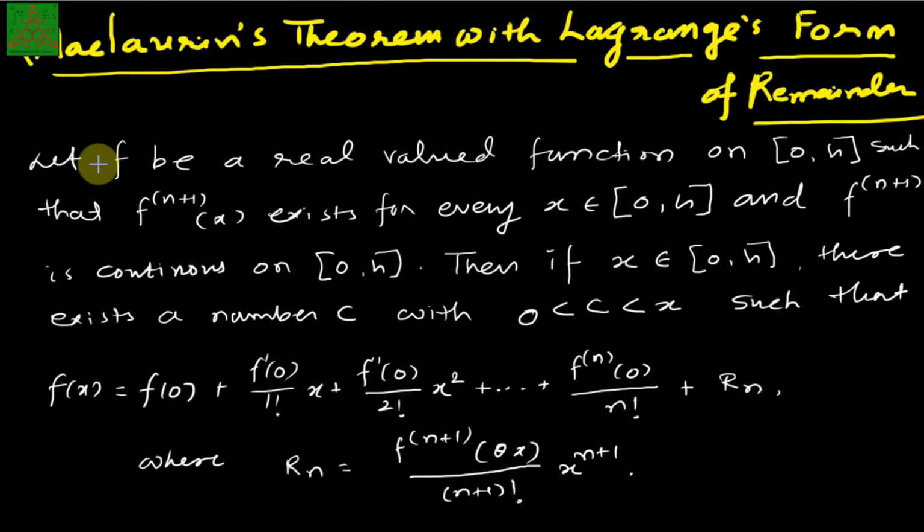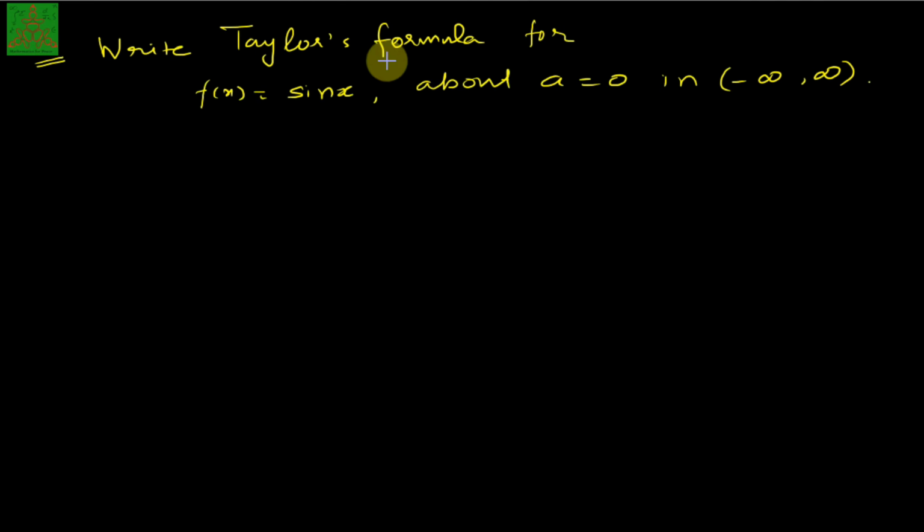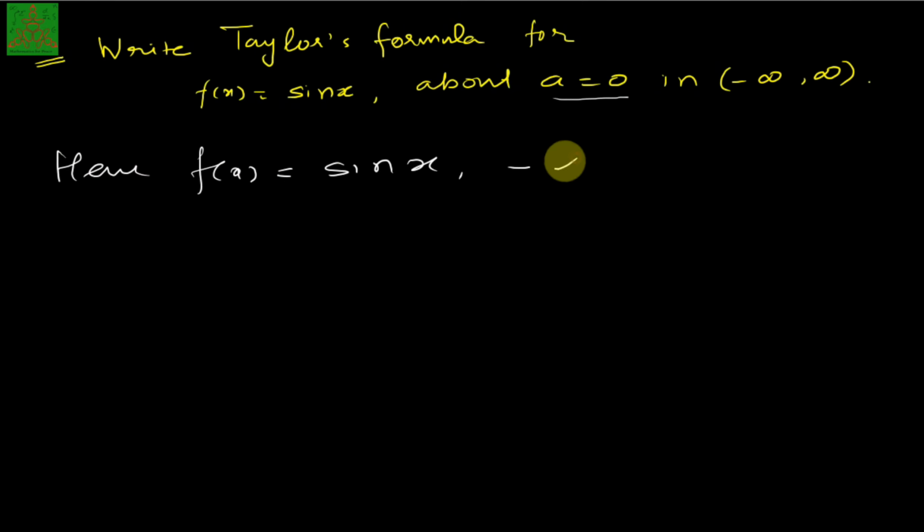So based on this Taylor's theorem and Maclaurin's theorem, we would like to discuss certain examples. Here the first example is: write Taylor's formula of f of x equal to sine x about x equal to a in the interval minus infinity to infinity. As you know, a equal to 0 means the Taylor series is nothing but the Maclaurin series. So here f of x is sine x, which is in the interval minus infinity to infinity.